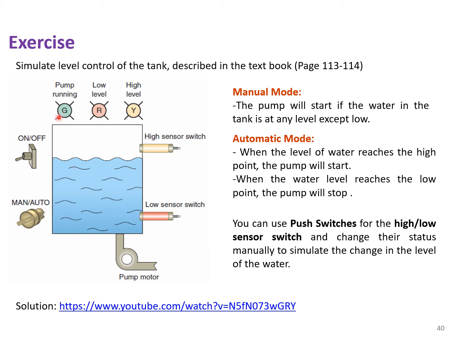We have some outputs. The first is the pump motor, so we need to turn this pump motor on and off by our program. And we have some pilot lights here: green, red, and yellow lights for indicating if the pump is running, or if we are at the low level or at the high level.